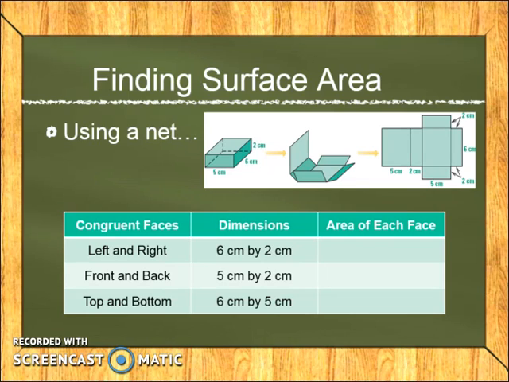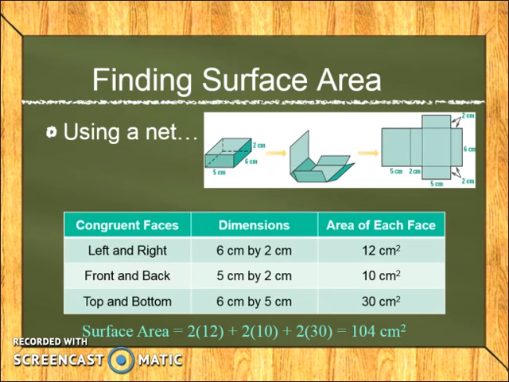So we can find the area of each face. 6 times 2 is 12, 5 times 2 is 10, 6 times 5 is 30. Then we're going to add up all of these. There's 2 of each rectangle, so we're going to multiply each of them by 2 and add them up, and we get 104. So that's how you find the surface area of a prism. But that's the long way.